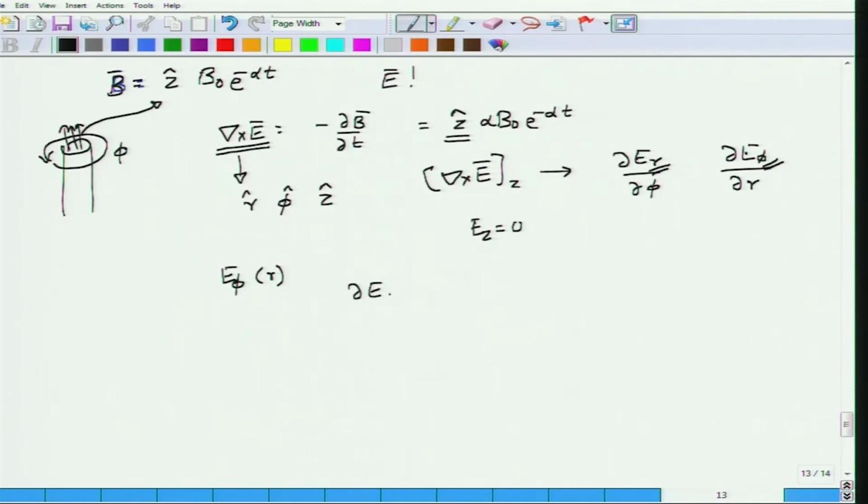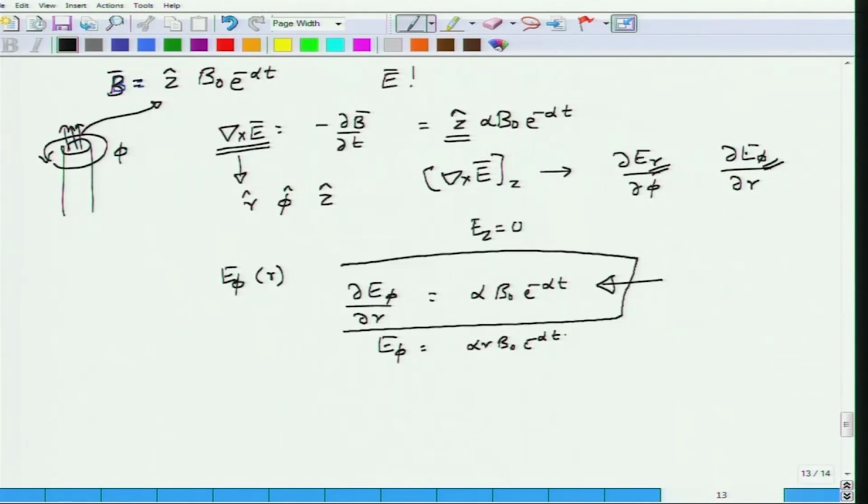So you will probably get something like del E phi by del R is equal to alpha B0 e power minus alpha t, and calculate E phi by integrating this expression over whatever the value that you want. Just integrate this expression, you are going to get alpha R B0 e power minus alpha t. This I am assuming that my expression for del E phi by del R is correct, otherwise you have to actually put the proper expression for the curl of the electric field, and then find the electric field.